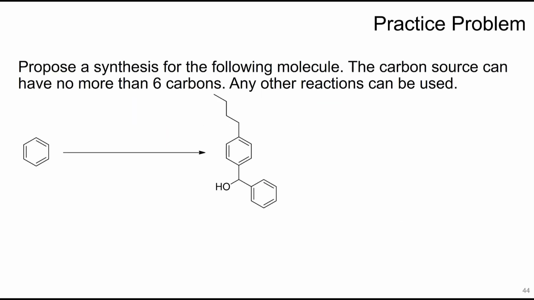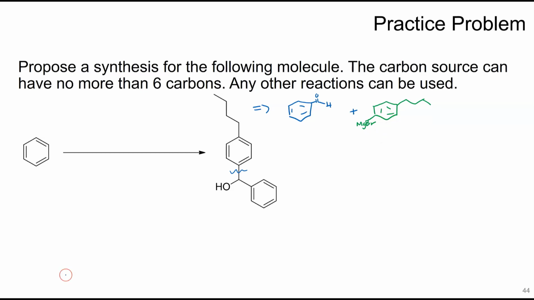Alright, so on this one we want to propose a synthesis for the following molecule. A carbon source can have no more than 6 carbons. Any other reactions can be used. So you can try and work on this for a little bit before you come back. The synthesis that I put together is a couple of steps and it requires 2 different parts. So if I just do a quick retrosynthesis here, I can think of 2 pieces here. I have benzaldehyde plus this Grignard.